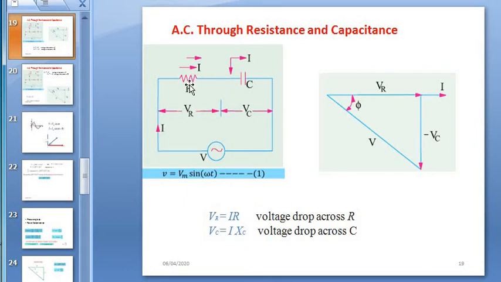Again we know that the voltage and current for pure resistance are in phase with each other. There is no phase angle between voltage and current. Therefore both have been drawn parallel to each other. The voltage across the capacitor and the current through the capacitor: what is the relation between them? Current leads the voltage by angle 90 degree. For a pure capacitor we know that current leads the capacitor voltage by angle 90 degree.